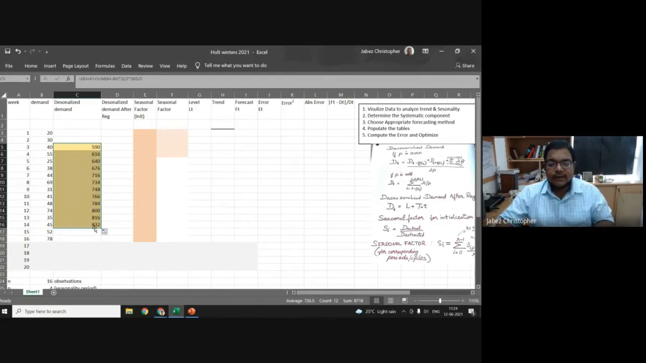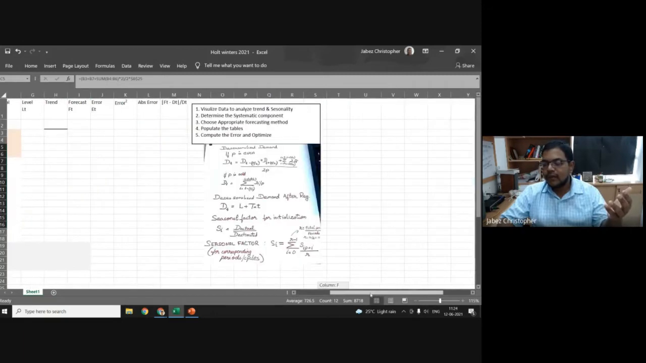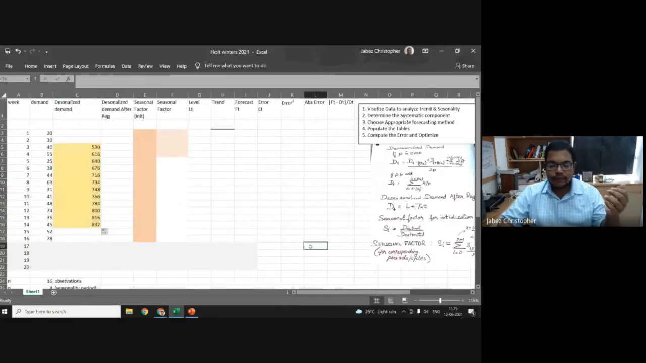So now I have got the deseasonalized demand, but now I need a level and the trend. The initial value of level and trend. How do I know what the initial value of level and trend is? Sometimes you may take the first value of level and trend as 0 and 0, or you can use some regression formula, a line of regression. How will you know what is the level of your data? So in that sense, I need to go for a line of regression to get the level of my data. I'll show you how.